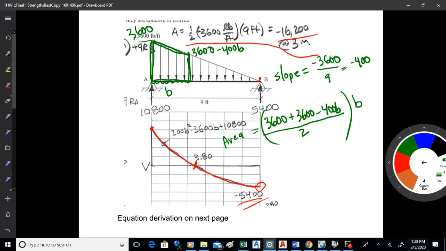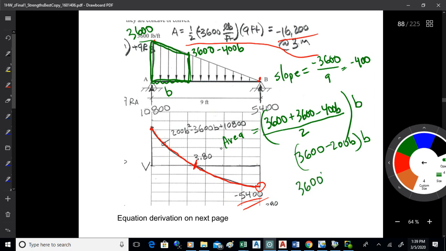So what I've got there is 3,600 plus 3,600 over 2, which is just 3,600, minus 400 over 2, which is 200, times b, and then I multiply that by b. So what I'm going to get is 3,600b minus 200b squared. That's the area there.